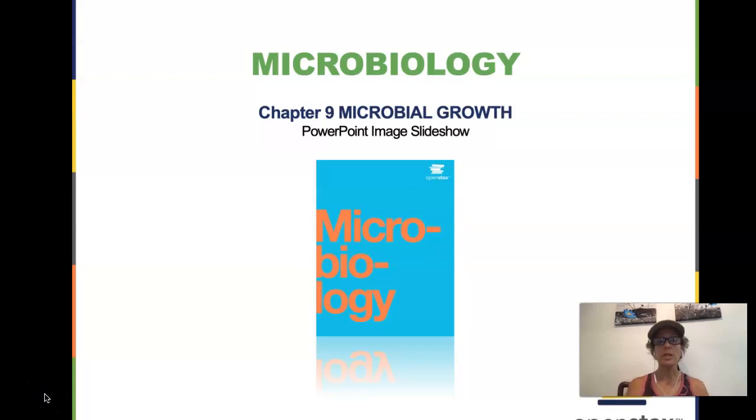In Chapter 8, we looked at the different types, or at least a few different types, of microbial metabolism, both aerobic cellular respiration and fermentation. So it seems odd that Chapter 9 will be called microbial growth, but now we're going to be looking at how that metabolism leads to different types of growth, the rates of growth, and the ways that we can detect that.